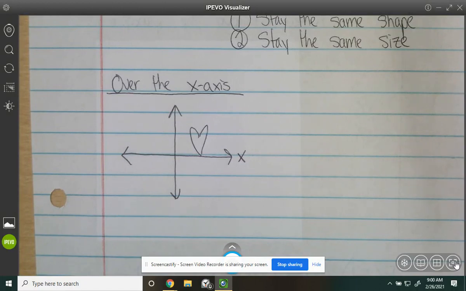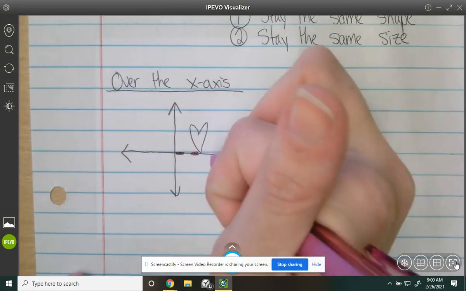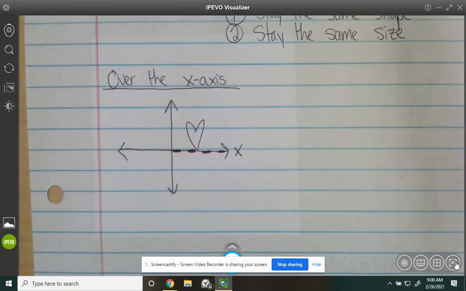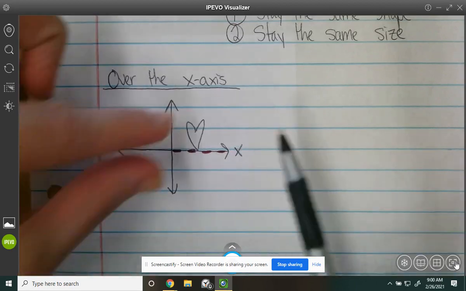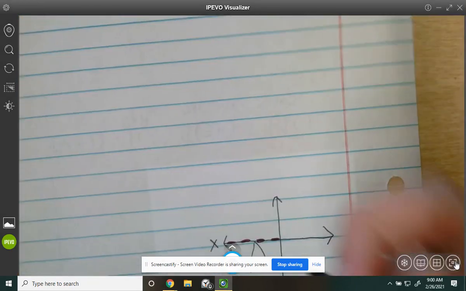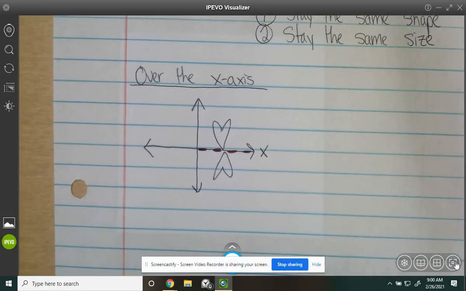Now, they show reflection usually with a dotted line showing you which one it's going over. It's hard to do that because the x-axis is already a line, so I just kind of bold it a little bit. If I'm reflecting it over the x-axis, I'm going to be flipping this heart over here. So I always take my paper and just draw my heart upside down. Now, mine are definitely not the same shape or the same size, but we give each other a little bit of grace since we're not artists. And that's a reflection over the x-axis.